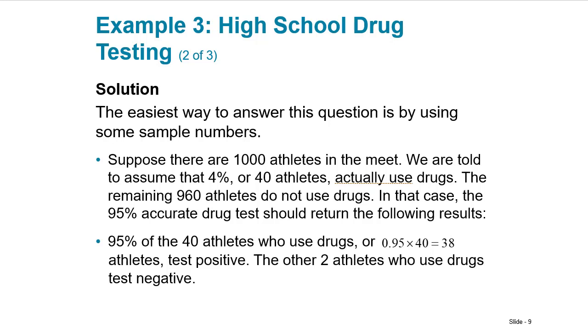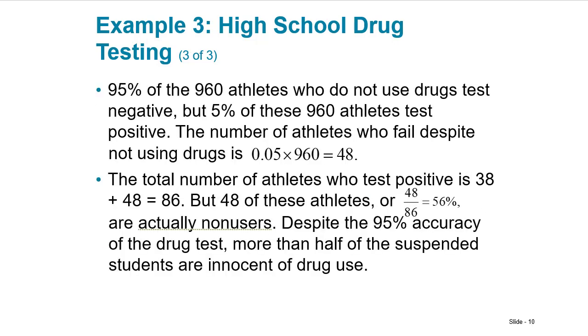So in that case, a 95% accurate drug test should return the following results. 95% of the 40 athletes who use drugs, or 38 of them, would test positive, and the other 2 would basically get away with it. However, when you look at the 960 athletes who do not use drugs, 95% of them would accurately test negative, but 5% of them would test positive, and 5% of 960 is 48. So you would get 48 athletes kicked out for no reason.